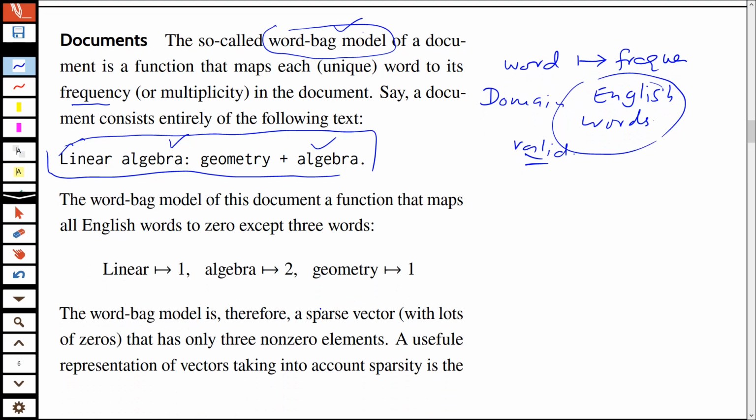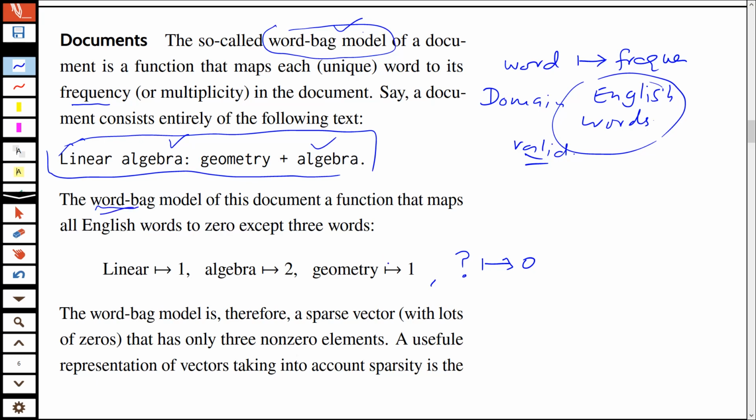Now of course, the domain of the function is all the English words. So how about the other words? All the other words don't appear in this document. They are mapped to 0. So any other word not appearing in this document is mapped to 0. This is part of the definition of the bag of words model.